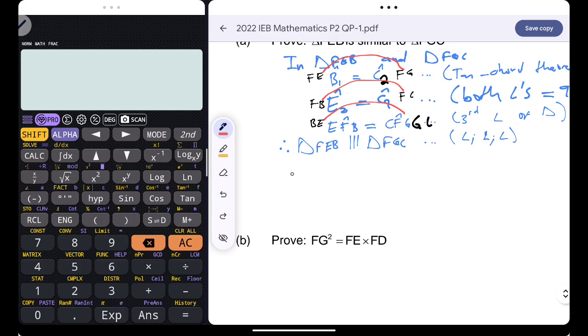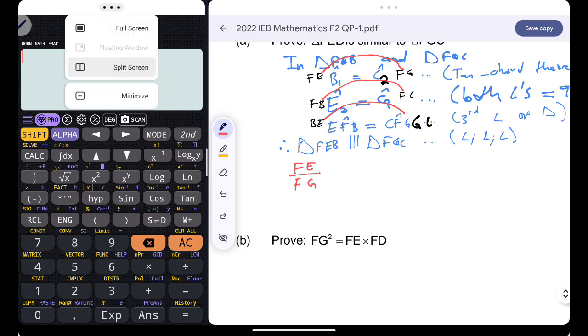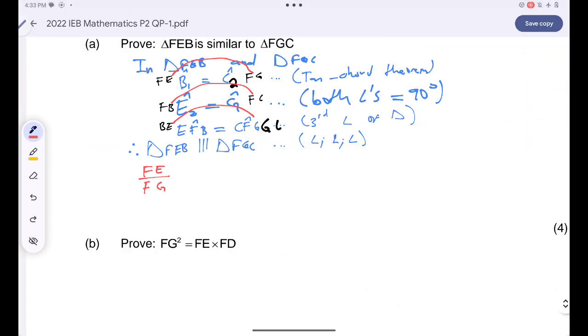Okay. FE over FG is just equal to FB over FC, which is equal to BE over GC. All together, these statements are true because triangle FEB is similar to triangle FGC.